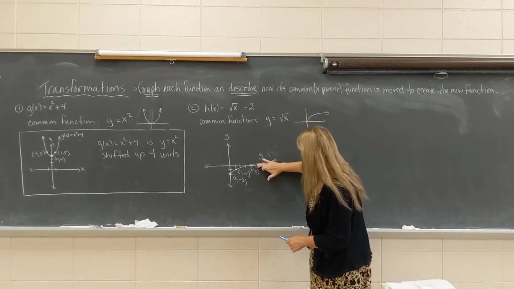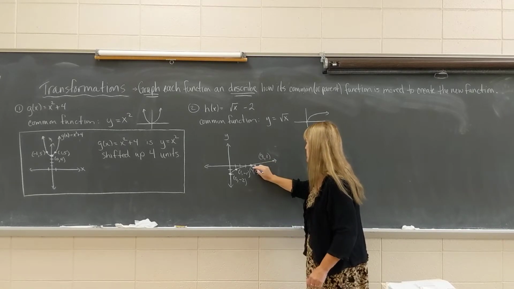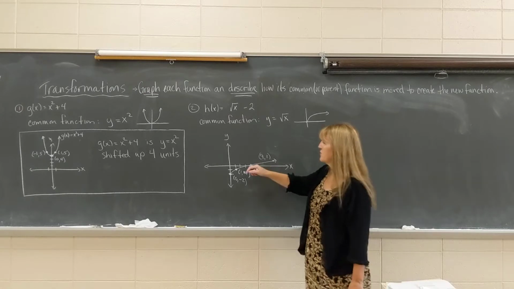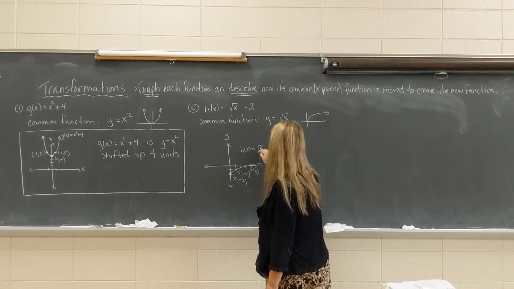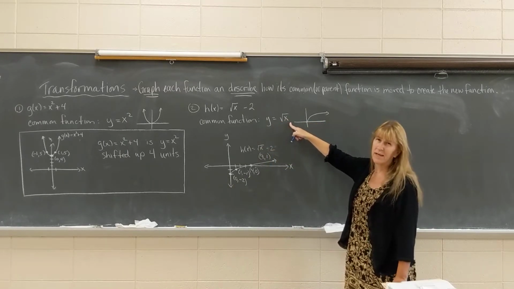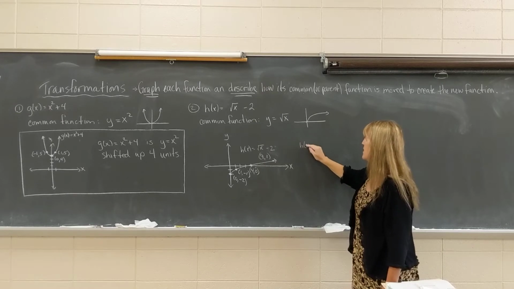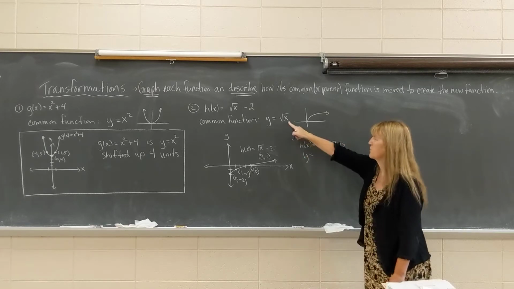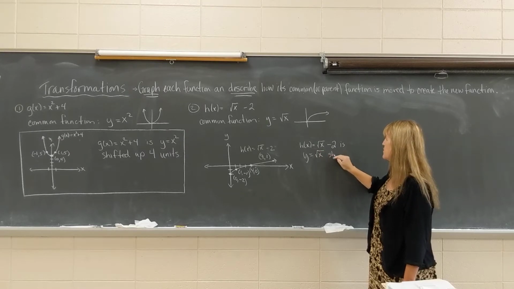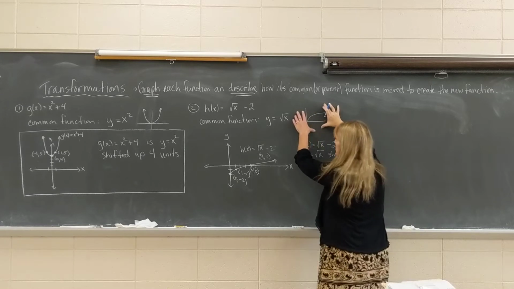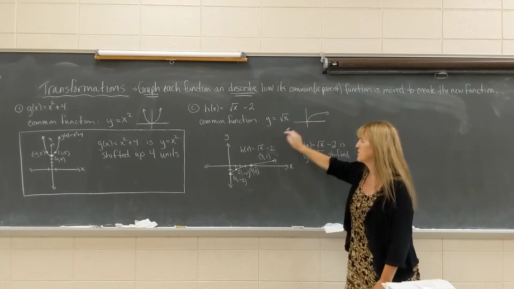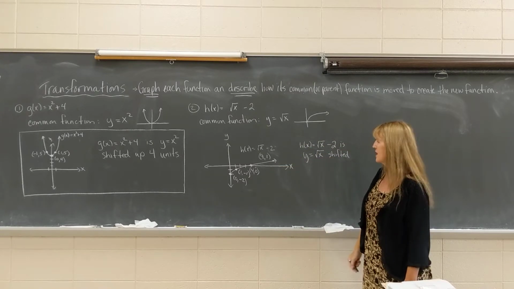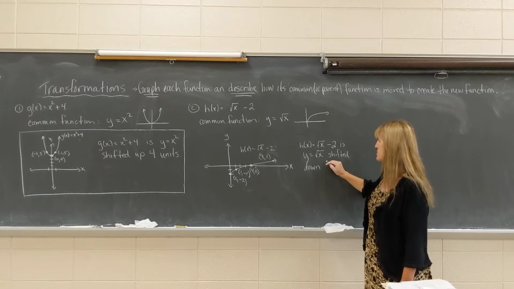I'm going to clean this up just a little bit, because I want it looking nicer. There we go. All right, so now I need to describe this function, h of x equals the square root of x minus 2, in terms of its common function, y equals the square root of x. So let's just write it down. h of x equals the square root of x minus 2 is y equals the square root of x, the common or parent function, shifted where? In this case, this function is being shifted down 2 units. You can see that the point 0, 0 became 0, -2, so we're dropping down 2 units. All the other points respectively drop down 2 units to become the new points that I have graphed. So we're going to say down 2 units.